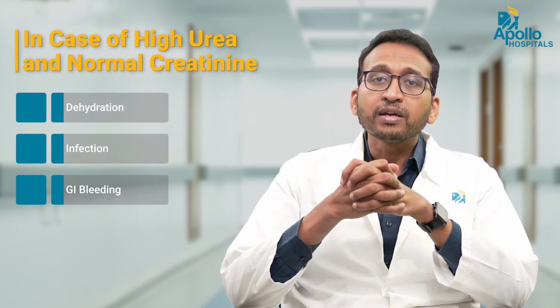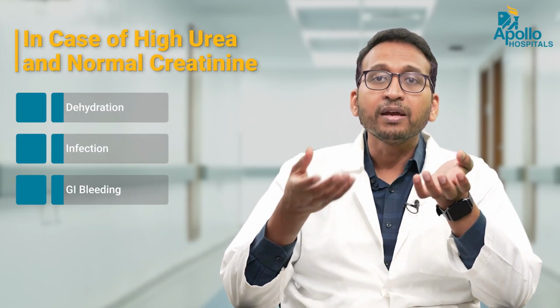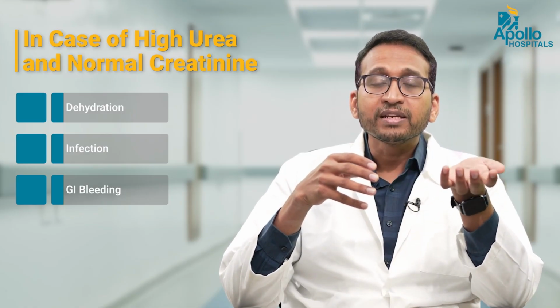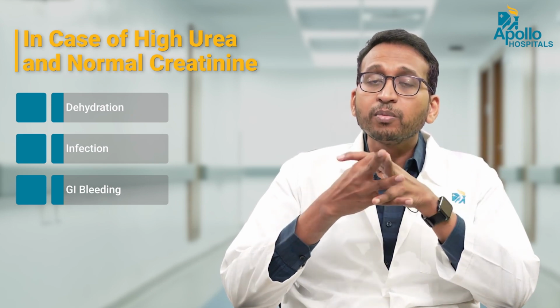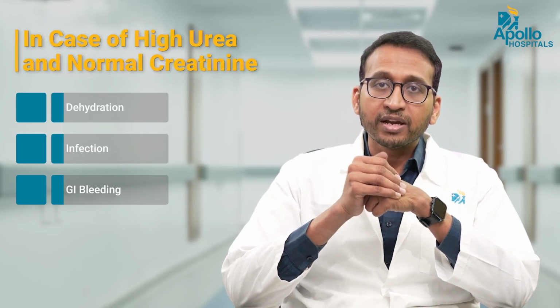In infection, there's a condition called catabolic state. That means the body metabolism increases many times over to fight the bacteria. Once the metabolism increases, there will be breakdown of the muscles and other tissues where the urea is released, and it increases out of proportion to the creatinine. So these are the scenarios where you have high urea when compared to your creatinine.